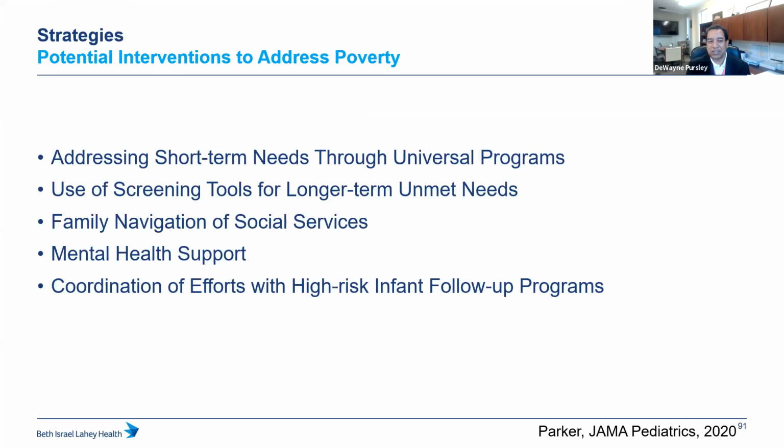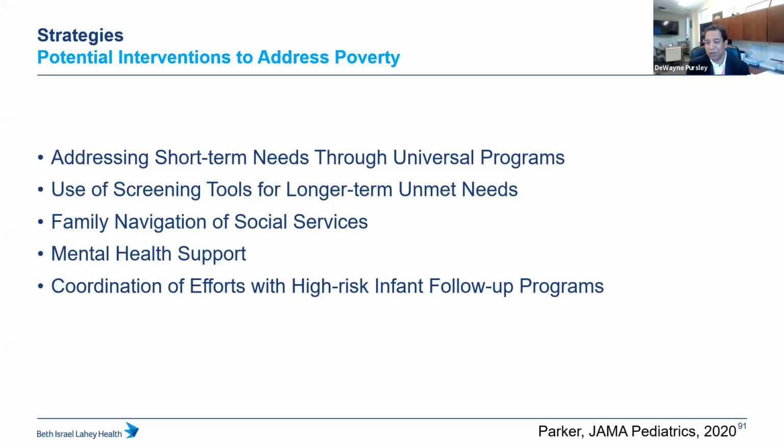Meg Parker offers suggestions on how we can best assist impoverished families in our NICUs, addressing short-term needs through universal programs. This looks at basic needs that can result in added stress and anxieties for our families with NICU babies, including food, parking, and transportation, childcare, and mental health support. Use of screening tools for longer-term unmet needs. These are even more challenging and they rely on screening tools administered by the NICU and hospital staff, and community partnerships are really essential for these potential interventions.